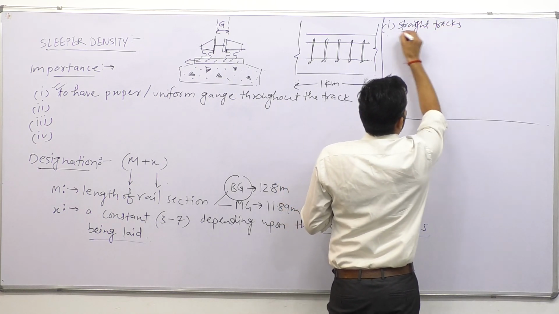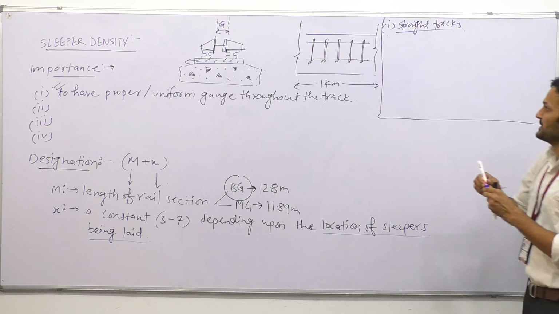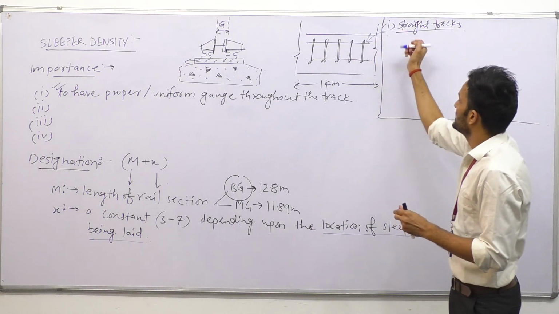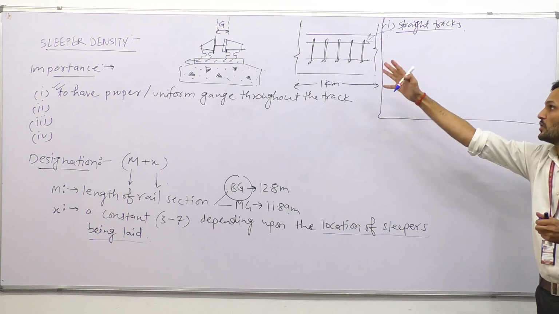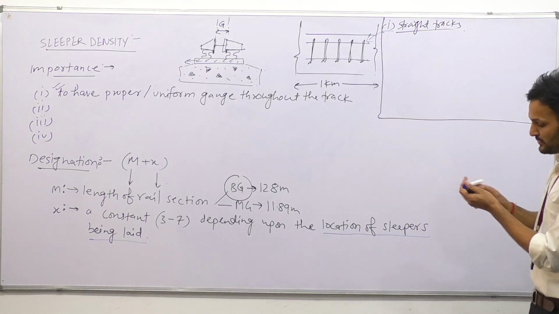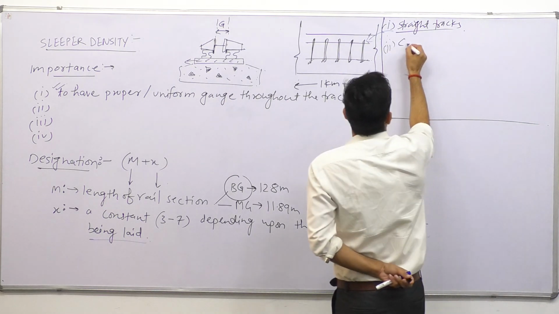On straight tracks, while the rail or the wagon or the complete system is moving over the straight track, then the number of sleepers. This example is denoting the case when the sleepers are being laid on a straight track. The second case can be what? If it would have been laid out on the curved track.